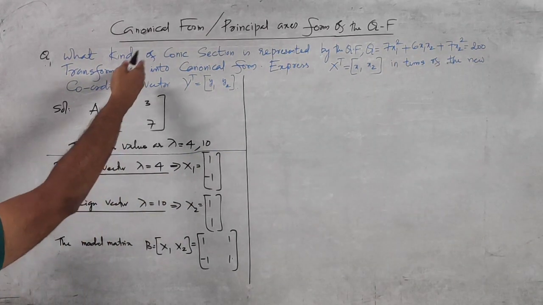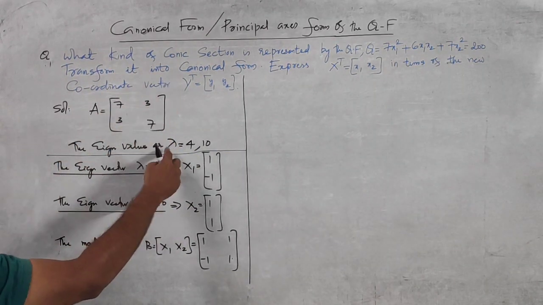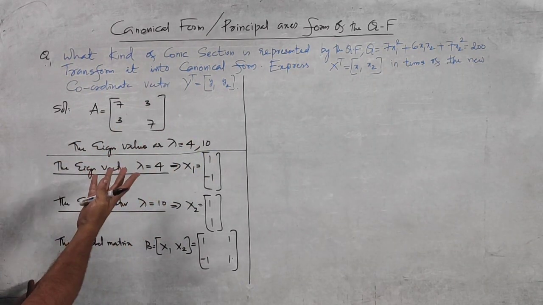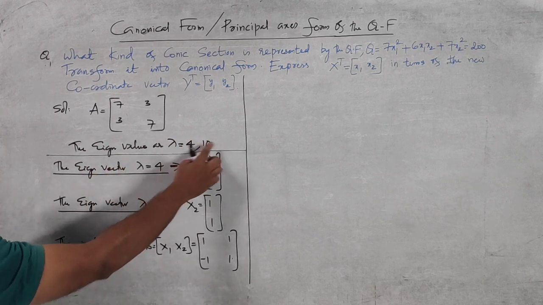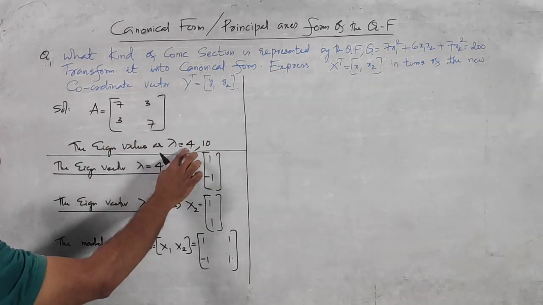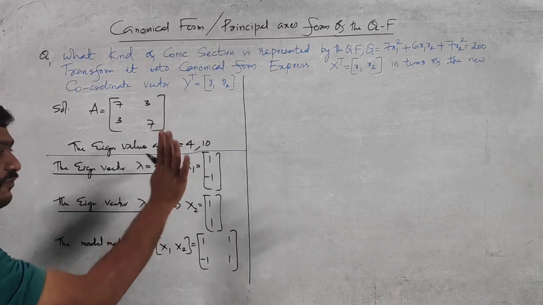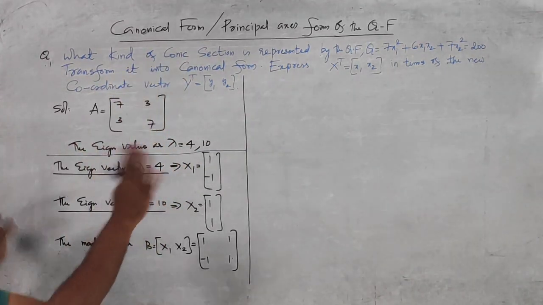Here is no such question, but can you say what the nature of this quadratic form is? Since all the eigenvalues are positive, the nature of the quadratic form is positive definite. But actually there is no such question here, no problem.